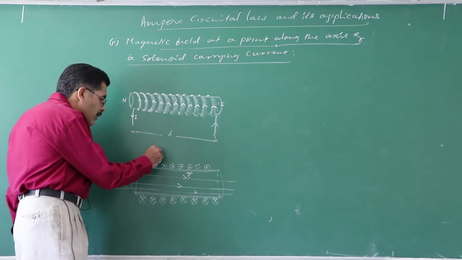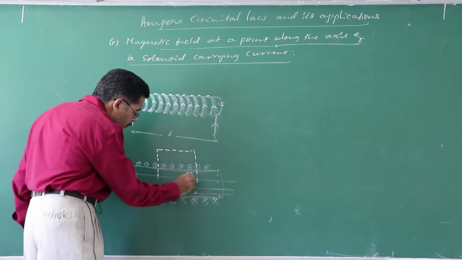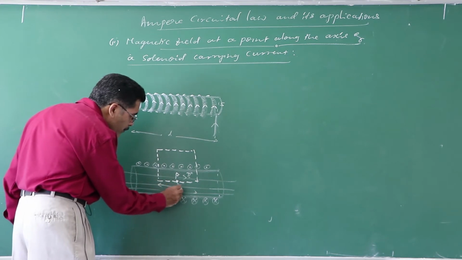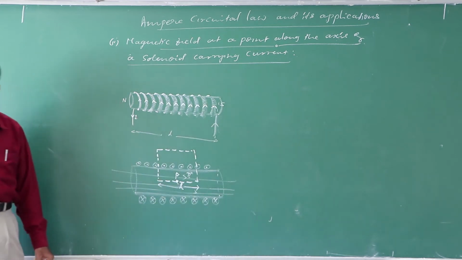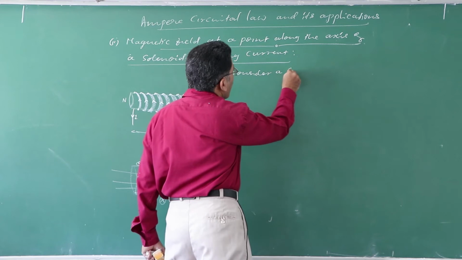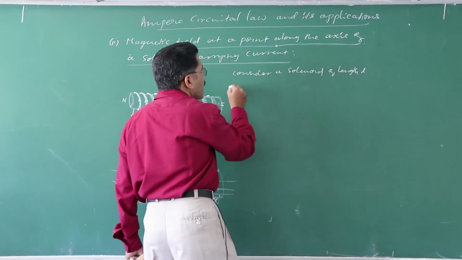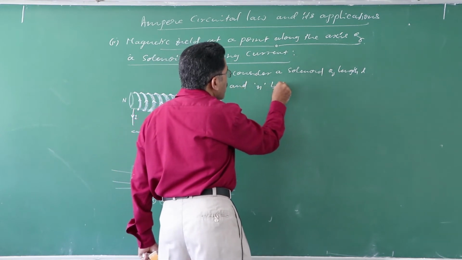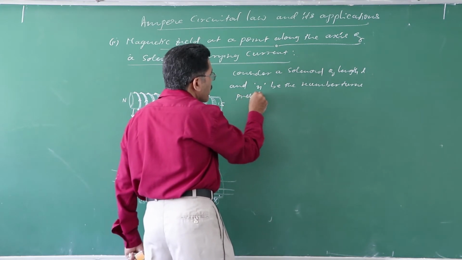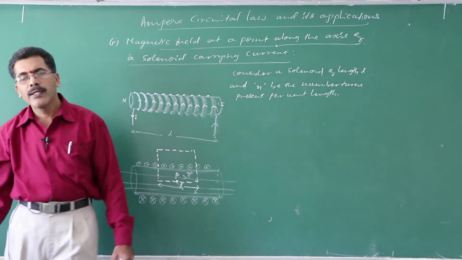For that, I just consider an Amperian loop, with a point P somewhere here, and the length of this loop is L. Consider a solenoid of length L, and let N be the number of turns present per unit length.